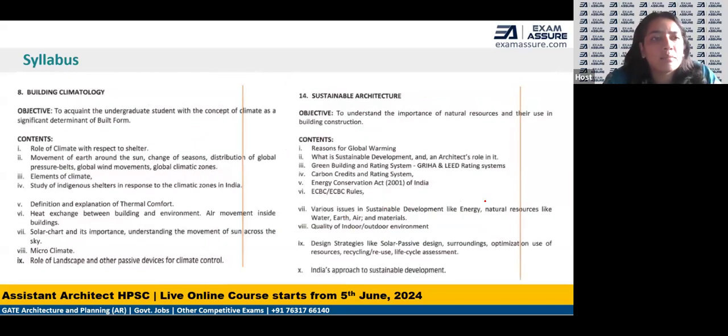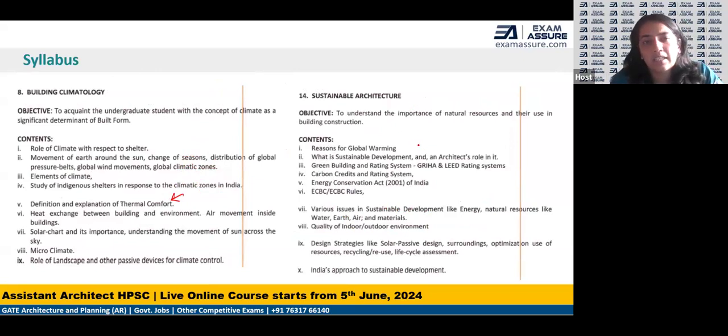Then coming to climatology and sustainable architecture. So here these two, I would say, go more or less hand in hand. In climatology, with respect to the sun path, the seasons, climatic zones, elements of climate, all of these, plus thermal comfort. What is thermal comfort? Understanding that. Passive design, active design, all of these.